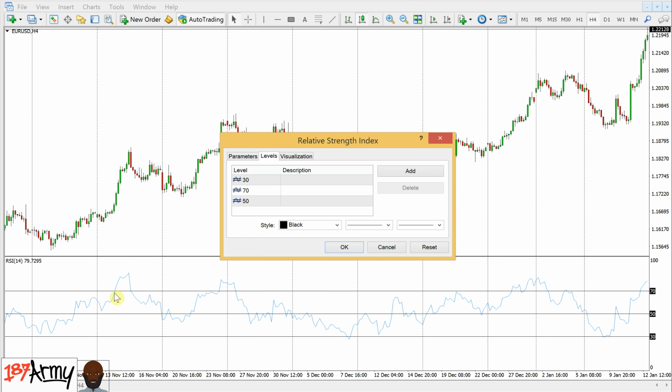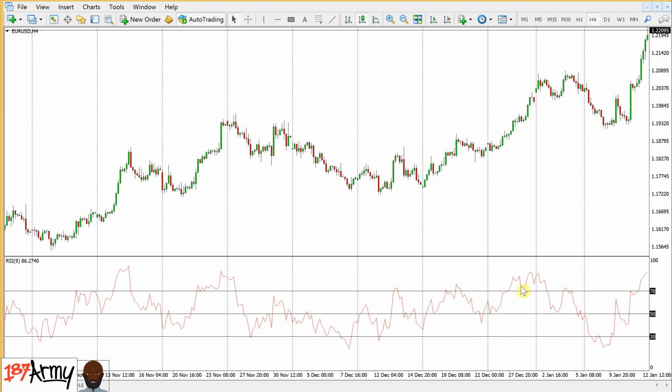Levels, you've got the 30 level, which is here. The 50 level here. The 70 level here. If you don't have the 50 level already, you can just press add, type in 50, and press OK. So now you can see that the RSI period is set to 9. We've got the 30 level, the 50 level, and the 70 level, and the RSI is also in red.